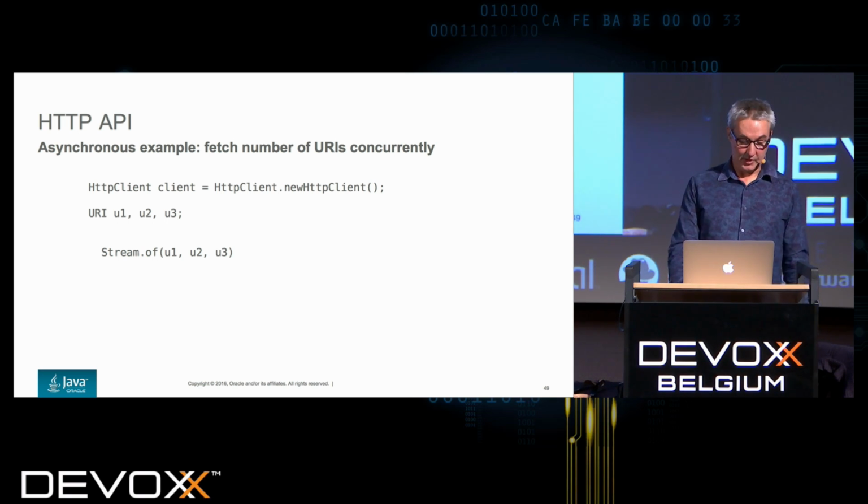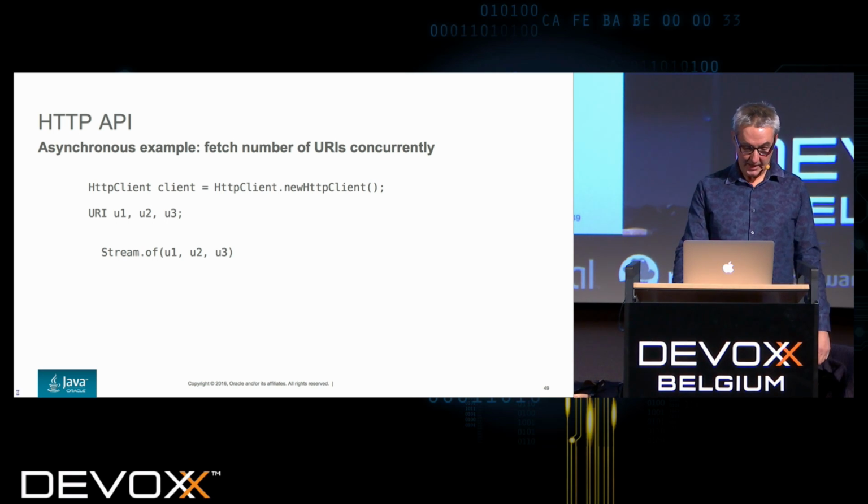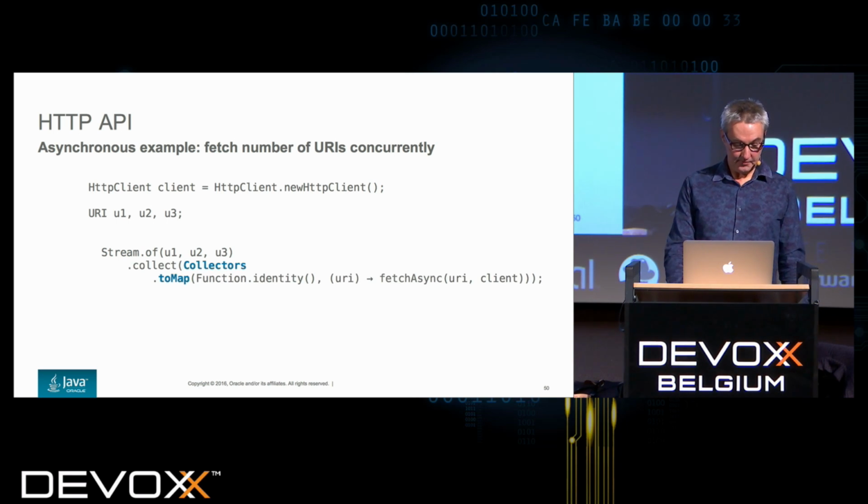So in this case, we're going to create a stream of the 3 URIs, and then feed that into a collector. The collector we're using here is an interesting one, returned from Collectors.toMap. What Collectors.toMap does is it takes the stream and produces a map. The map that it produces is defined by 2 mapping functions that you provide to the toMap method. The first one maps the incoming object type, which are URIs in this case, to the key type of the map, and the second function maps the incoming URIs to the value type of the map.